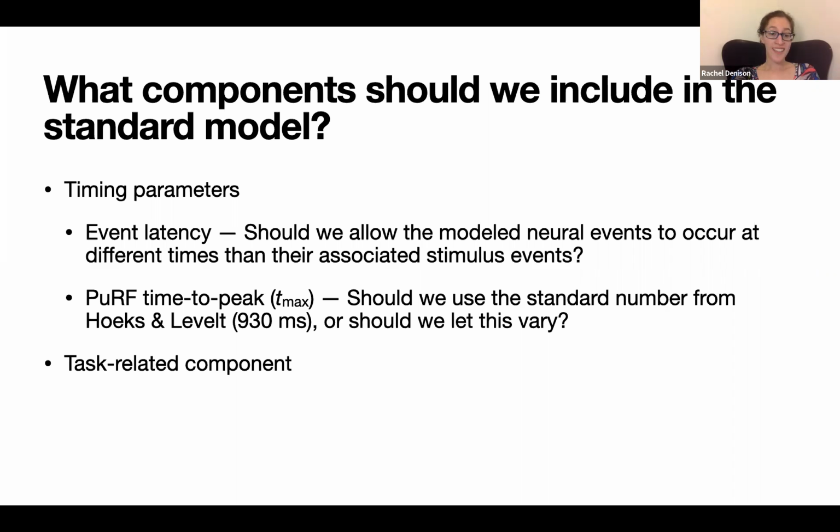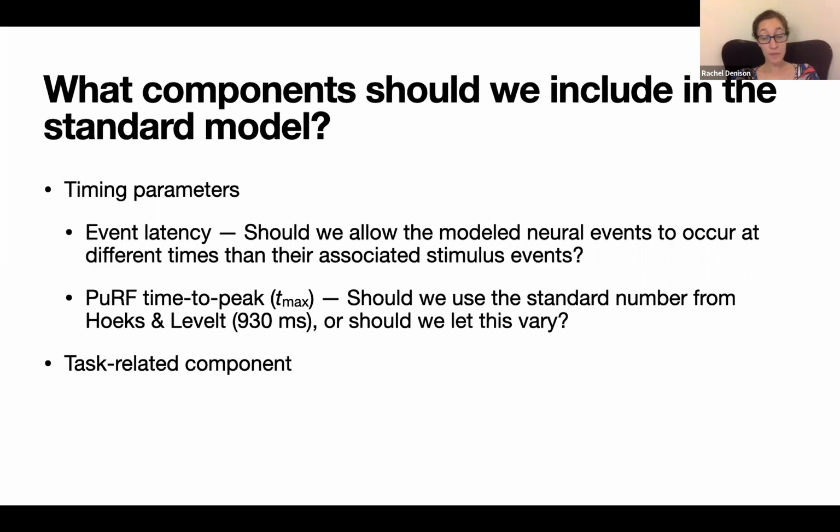Task-related component. Should this task-related component, perhaps associated with a cognitive process underlying decision-making, be modeled as a boxcar, as I had shown in the previous plot, that kind of square boxcar function? Should it be linear, kind of ramping up slowly over time? Previous modeling work has used both of these. Another question is, do we even need this component? Is it sufficient to model the pupil responses to the trial events, or do we gain something by including this kind of sustained task-related component?